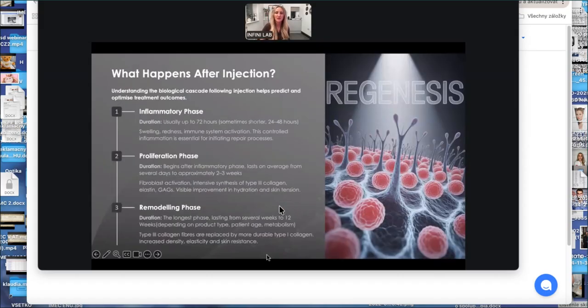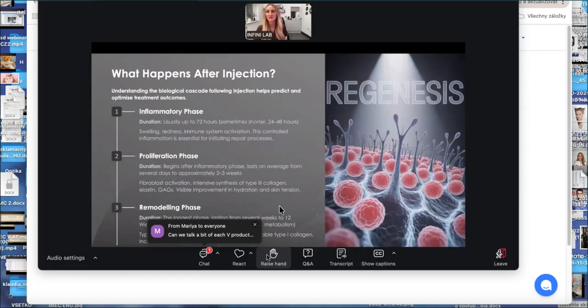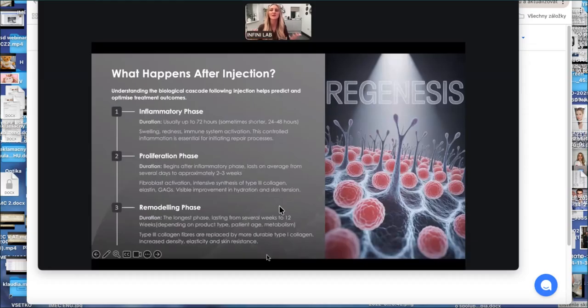I prepared a slide for you. Probably you all know this, but I always say refreshers are good. So I prepared what happens after injection. Through the injection process, of course, our task is to activate the fibroblasts, like I mentioned before. This means we aim to increase proliferation and increase the production of collagen, elastin, and hyaluronic acid, so the extracellular matrix.